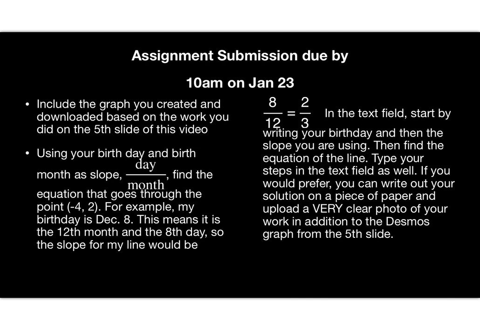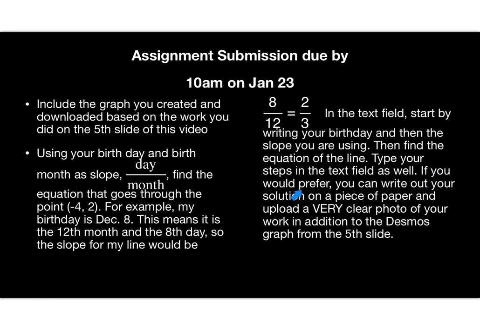Based on how we did the last 2 slides, it's just following that same process. So in the text field, start by writing your birthday, and then the slope you're using, and then find the equation of the line. You can type all of your answers into the text field as well. It's not as simple, but explain what you're doing in every step. You know, when you add 6 to both sides or something like that, you say, because I do the same thing to both sides, I add 6.